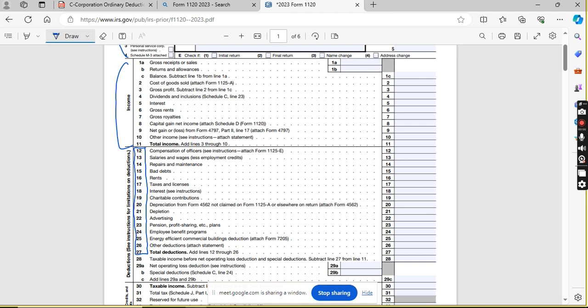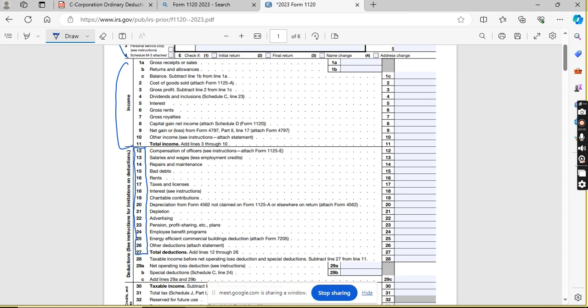Now, what exactly do we mean by deductions? Deductions are nothing but the expenses that a company has made in operating a business, right? The first deduction can be compensation of officers. What do you mean by compensation of officers? Any idea? Salaries and compensation, salaries and the extra benefits they get in monetary terms.